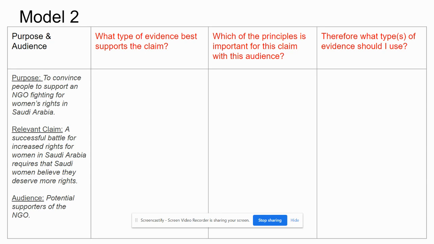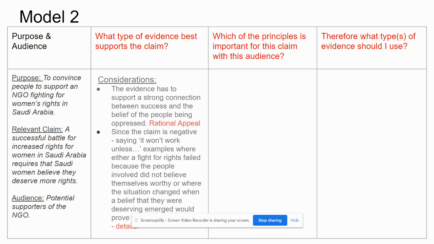Let's look at question one, the claim itself. What type of evidence would best support that claim? Some things to consider. We would definitely need evidence that supports a strong connection between success in this battle for rights and the belief of the people being oppressed. So whatever case studies or examples we use are going to have enough detail to prove that connection. Otherwise, we won't achieve our rational appeal.